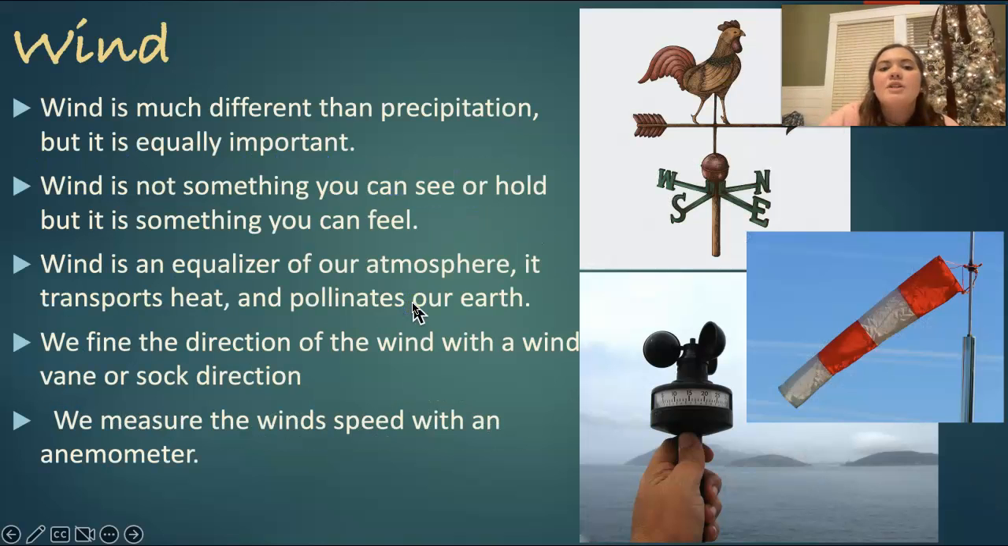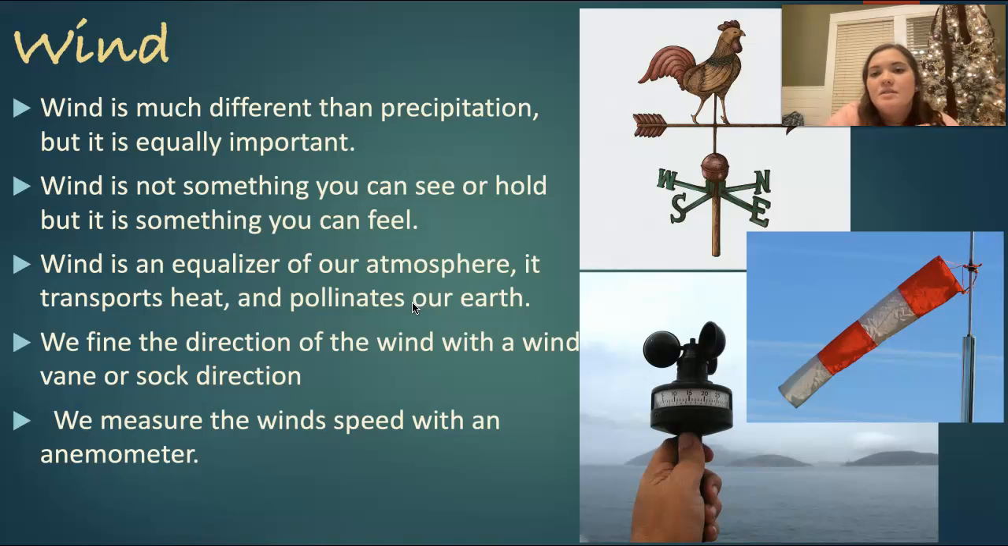Wind. Wind is much different than precipitation, but it's equally as important. Wind's not something you can see or hold, but it is something you can feel. It's an equalizer of our atmosphere. It transports heat and it pollinates our entire Earth. We find the direction of wind with a wind vane or a sock direction. We measure the wind speed with an anemometer.